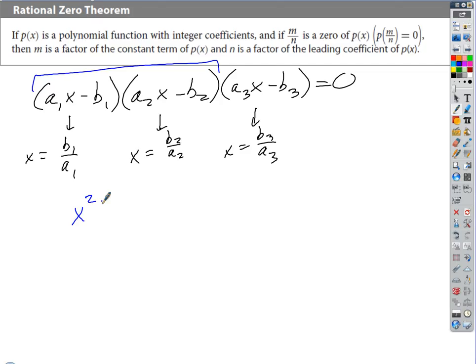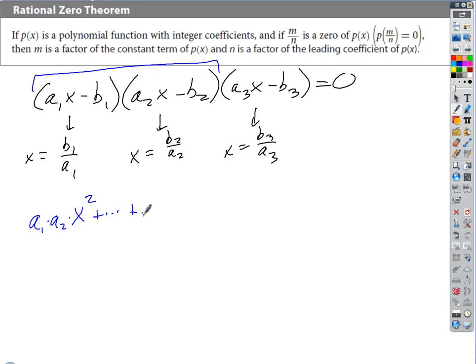Everybody agree? If I expand those out, when I distribute the a sub 1 times x to the a sub 2 times x, I'm just going to get a sub 1 times a sub 2 times x squared. Agreed? We're going to get another term in the middle that we don't really care about. But what's the constant going to look like? B sub 1 times B sub 2, right?